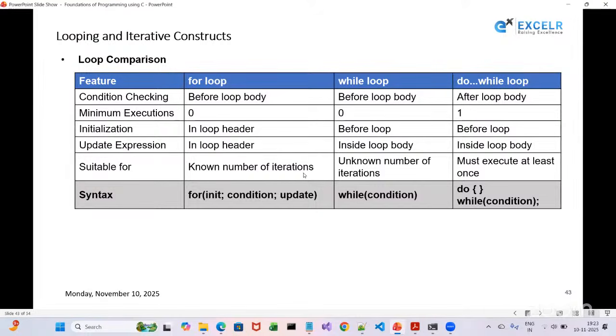Suitable for a known number of iterations; an unknown number of iterations that must execute at least once. So where you need to give a menu, based on which you need some execution to be done, use the do while. The syntax is given: initialization, then you write the condition, and then you use increment, decrement, or any update. While you specify the condition, you write some statements which should be executed at least once, and then the while condition.